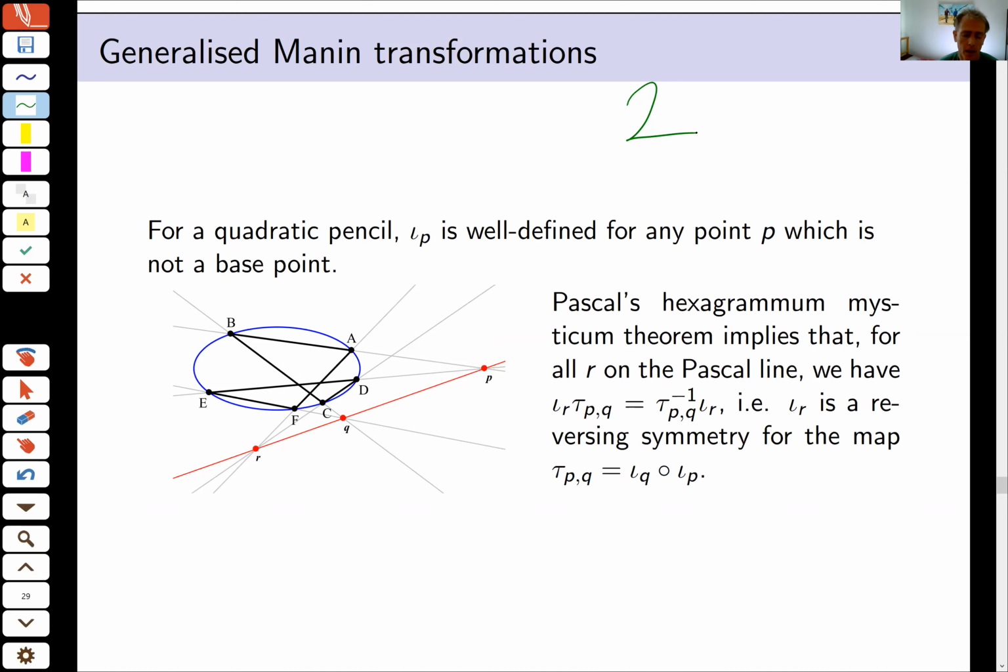But in this case, there is no restriction on the pencil, and also no restriction on the point P. It doesn't have to be on the curve, it can be anything, because any line just intersects that conic in 2 points. And there is another special thing here, namely that if you take another point on the so-called Pascal line, which is the line through PQ, then that will be a reversing symmetry of the map. Now, I won't go into further detail, but it gives rise to infinitely many symmetries of these maps preserving conic curves.